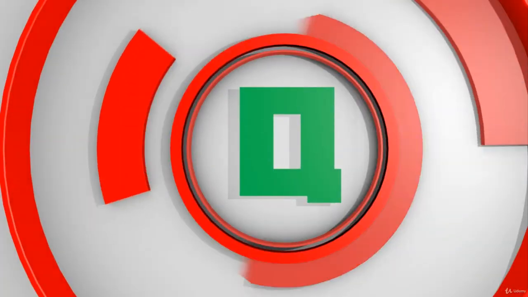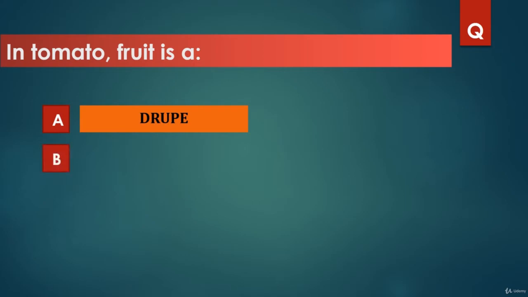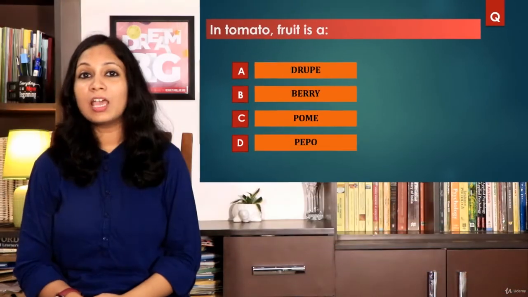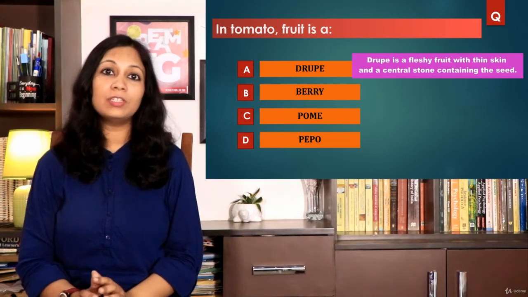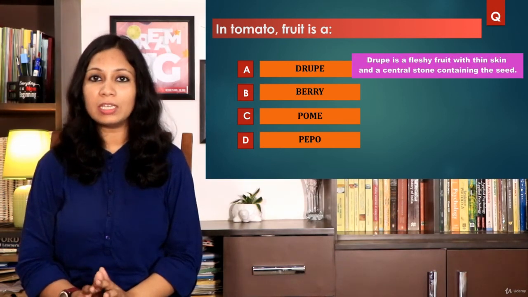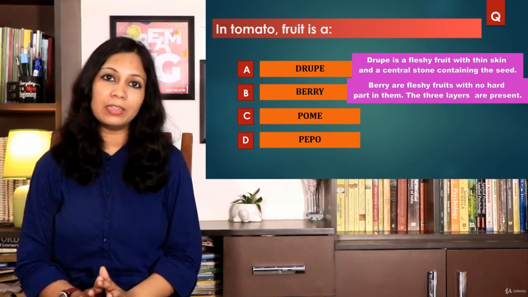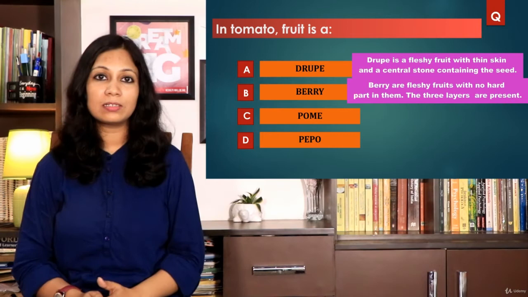Let me ask you a question now to check your understanding of the topics. The question is, in tomato, the fruit is a: option A, drupe; option B, berry; option C, pome; option D, pepo. In order to answer this, you need to recall what each of them means. Drupe is a fleshy fruit with thin skin and a central stone containing the seed. Berries are fleshy fruits with no hard part in them. The three layers epicarp, mesocarp and endocarp are present.